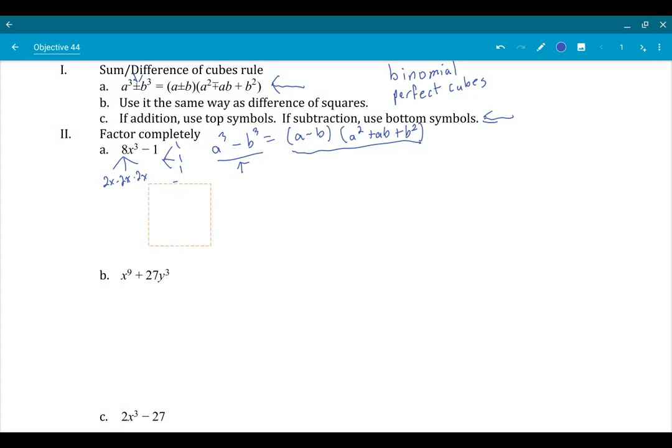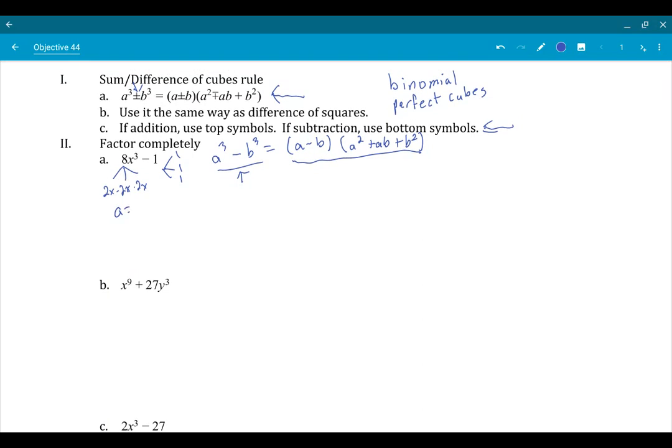Sorry, that was a really terrible 2x. I had to go back and fix it. So 2x for a and 1 for b. Now I just plug those things over into the right-hand side, into my factored side. So I'm going to get 2x minus 1. And then for a squared, remember you're doing a times a. So you're doing 2x times 2x, so that'd be 4x squared. And then ab is a times b, but b is 1, so that's just 2x. And then b squared is 1 times 1, so that's just 1. That's a pretty standard example for how you apply that rule.